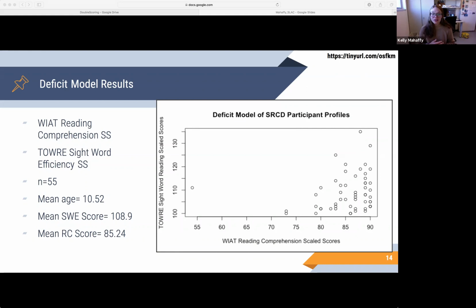With this grouping, we had 55 participants in our SRCD group. The mean age of these participants was 10 and a half, and you see their mean sight word efficiency scores and reading comprehension scores. So our sight word efficiency is slightly above average at 108.9, and our reading comprehension is about 1 standard deviation below average at 85.